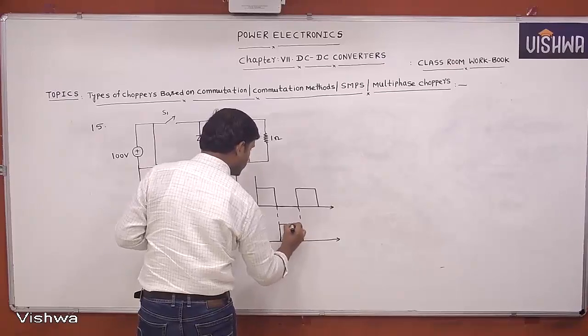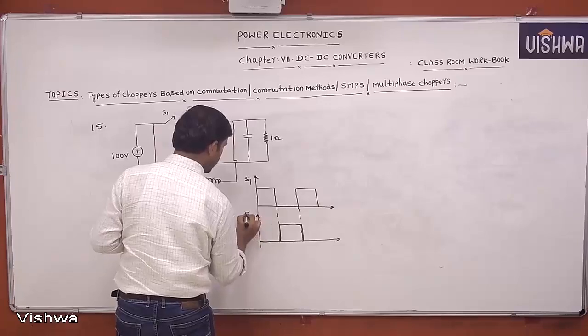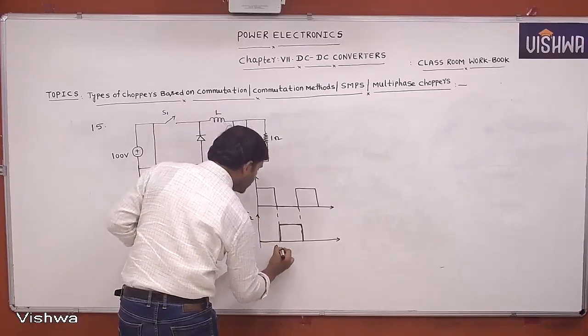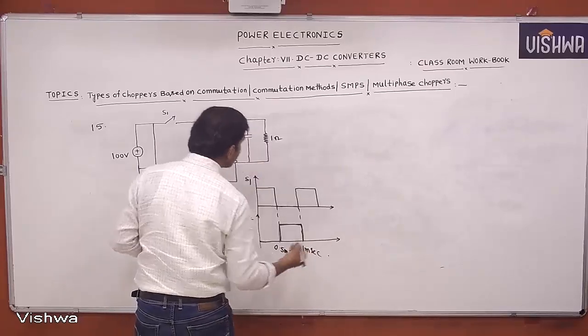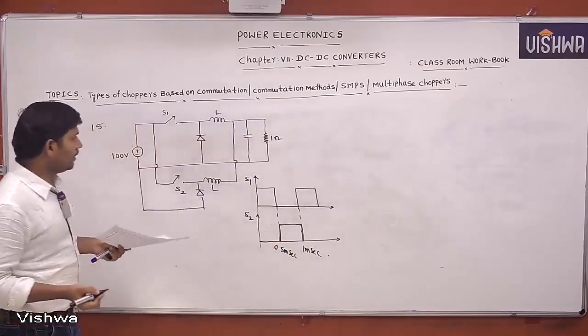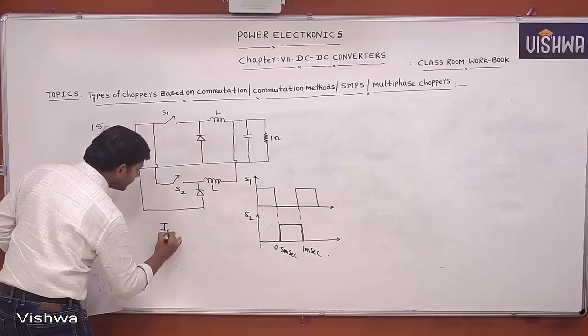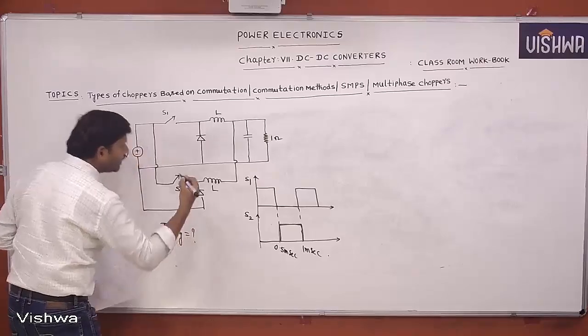This is S2 switching. This how much? 0.5 milliseconds it is given. And this is 1 milliseconds it is. Then you find what is the average value of switch S1, IS1 average, that you want to calculate.